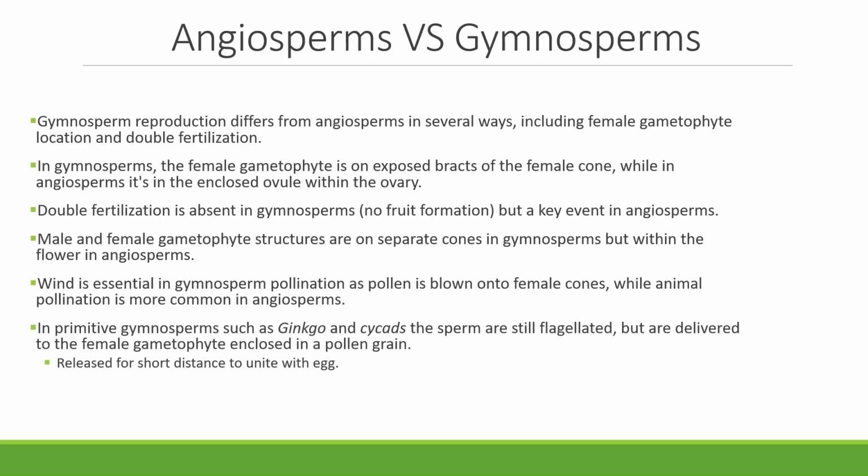Finally, in primitive gymnosperms such as ginkgo and cycads, you'll recall those were the first gymnosperms in the fossil record, the sperm are still flagellated. However, these sperm are delivered to the female gametophyte while still enclosed inside the pollen grain, and they're released only for a short travel to unite with the eggs. These differences show how angiosperms evolved additional protections and efficiencies that contributed to their success.